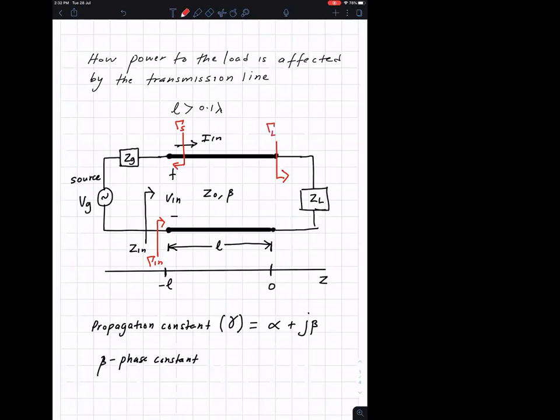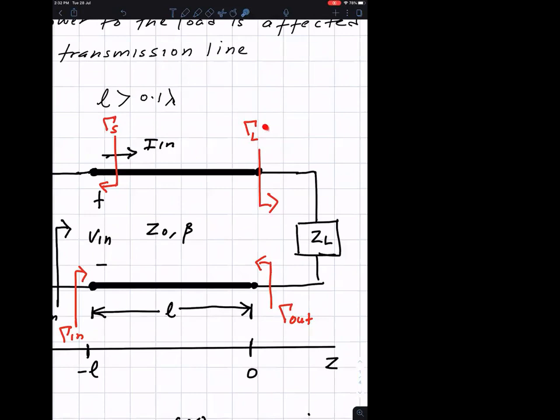So it's a load reflection coefficient. And this is called the output reflection coefficient. These are the reflection coefficients that we have to consider when trying to find out the power that is delivered to the load. If your line is not matched to the load, you're going to have a non-zero load reflection coefficient.